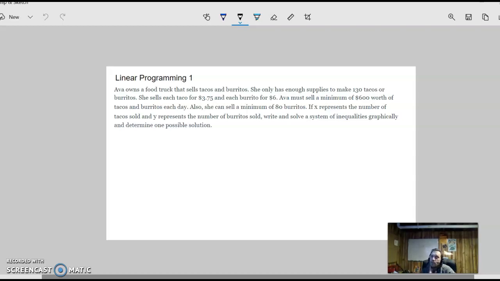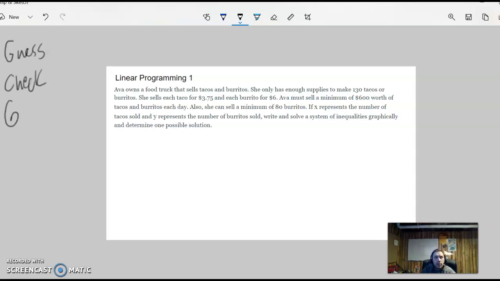Hi there. This is looking at some algebra problems with a method I like calling guess, check, generalize. So let's talk through this just a little bit. It's guess, check, generalize.